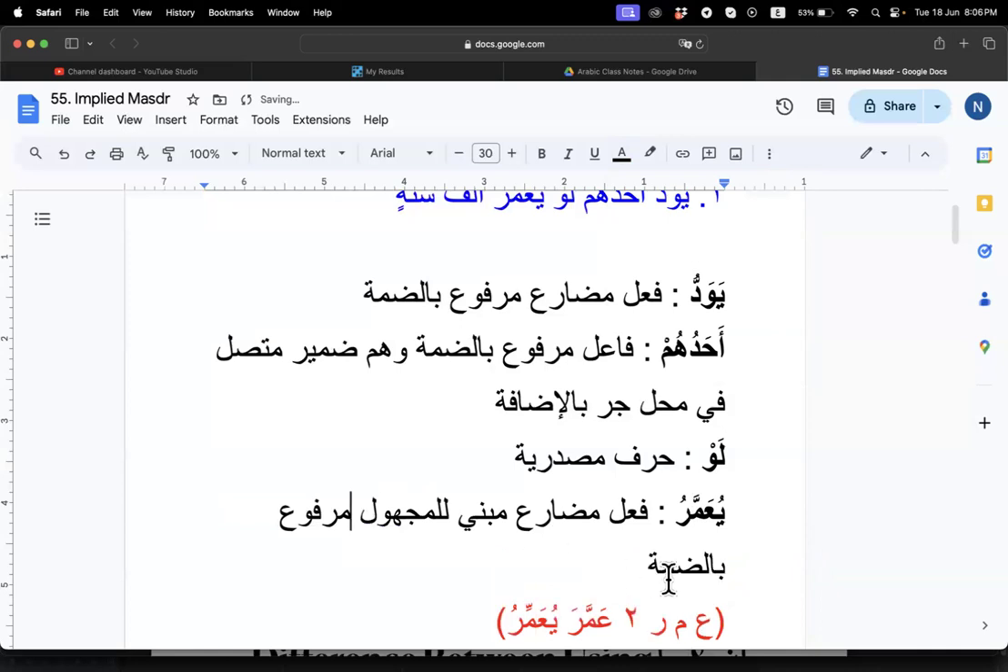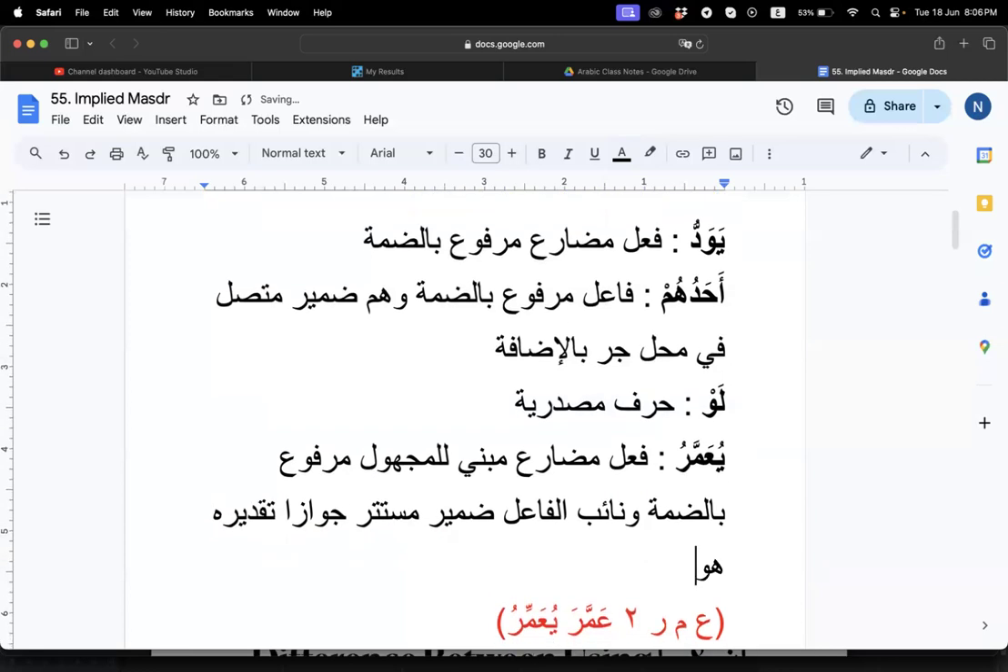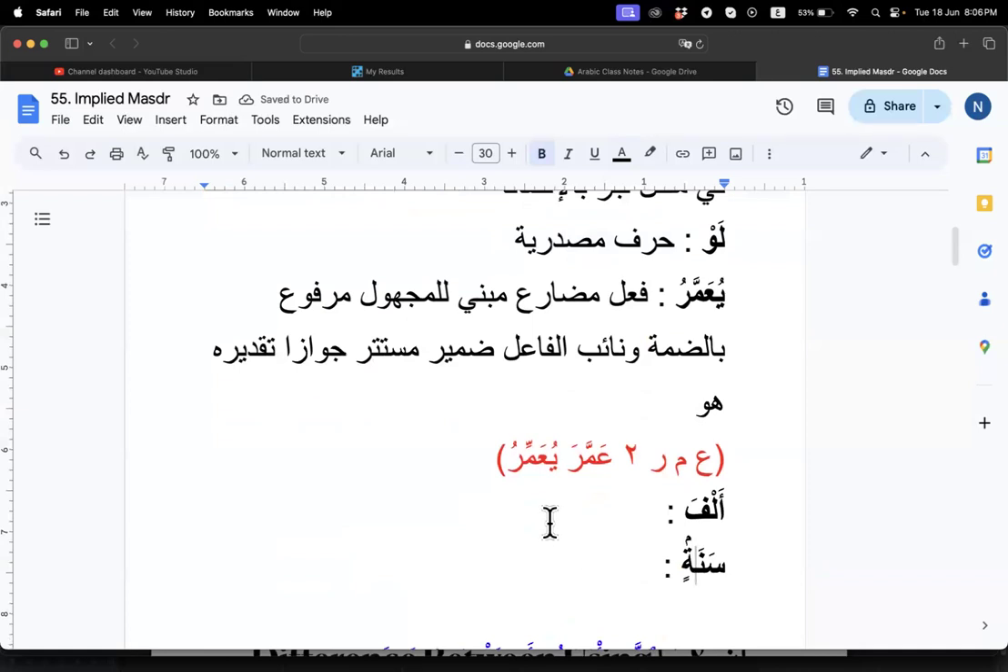And so what's the naibul fa'il? Naibul fa'il is domir mustatir, takdiruhu huwa. Jawazan or wujuban? This one is jawazan. Takdiruhu huwa. Good. And then, alfasanatin. Alfa is maf'ul bihi. Okay, let's put that first. Maf'ul bihi, and then what status? Mansub bil fathah.